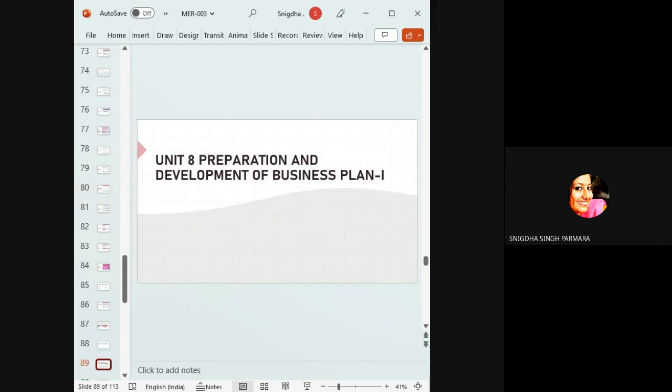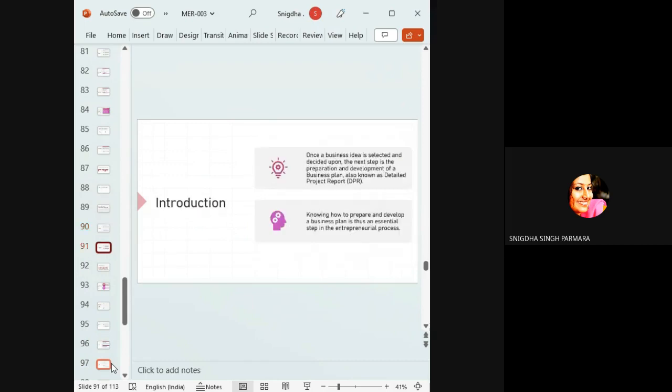Next, Unit 8: Preparation and development of business plan. So, how is it that the business plan is prepared or developed over a period of time? Because it's not just once that any entrepreneur is in need of funds. They would need funds and finances over a course of period of time. They might have raised a fund, raised a round already. They might have raised, let's say, 3 crores.